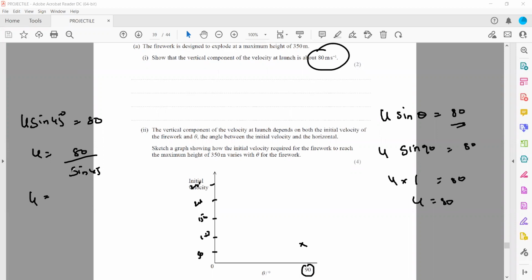It's 113. Yes, so 113. Somewhat it will be here, somewhat according to... When it is 45, it will be somewhat here.